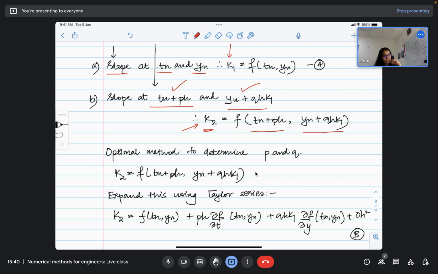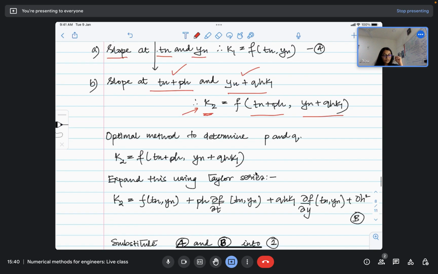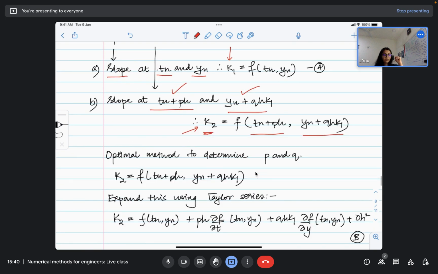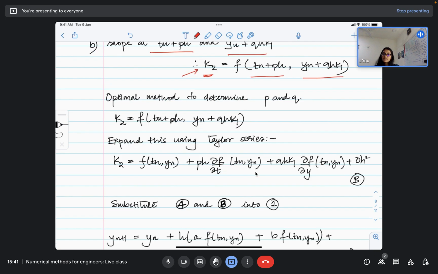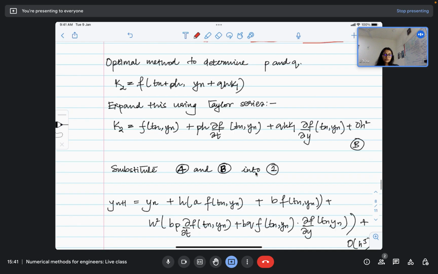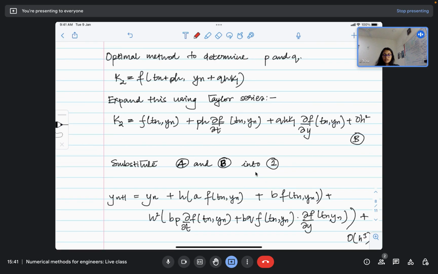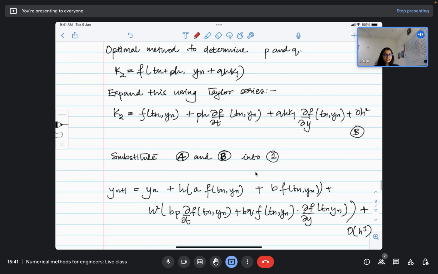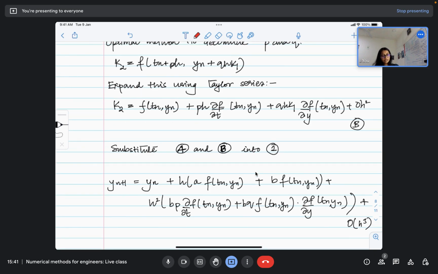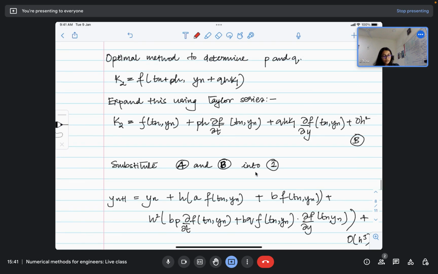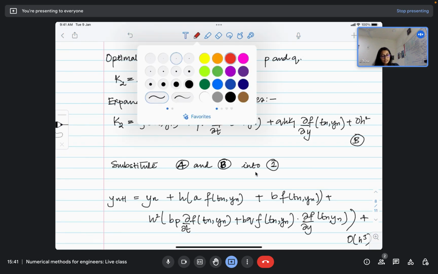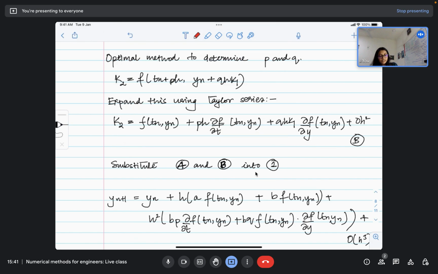But in order to compute k2, there are a few degrees of freedom here because p and q are selected as random points, right? So there must be some optimal method to determine the value of p and q. Now, there is a slight derivation here, but we will not go so much into the detail. I'll take you till a point that is possible for this class, and then you will be learning about it in higher classes. Okay. So we'll go slow, and we'll see what comes. So we are basically trying to find out this slope k2.